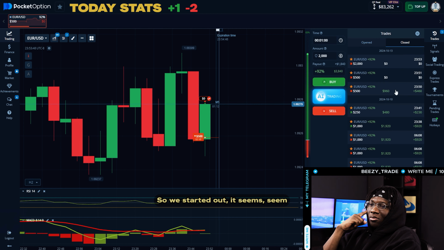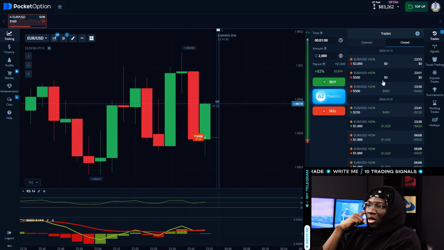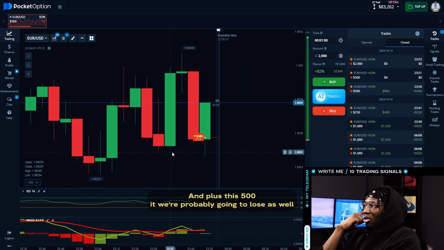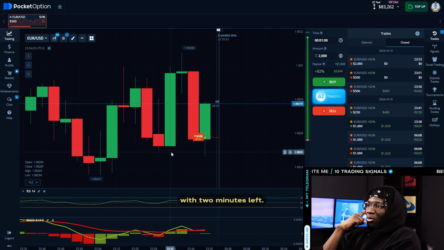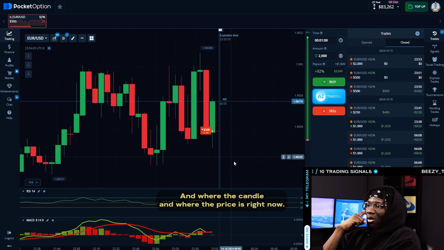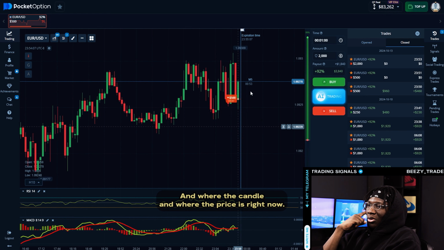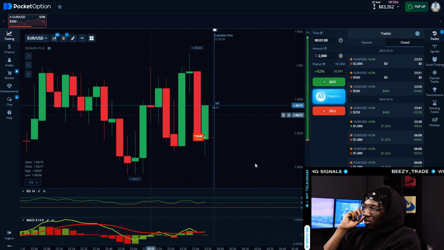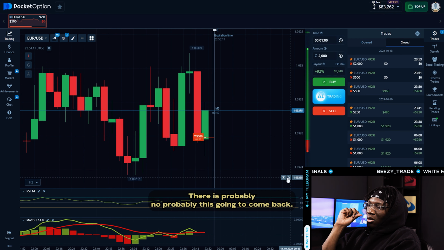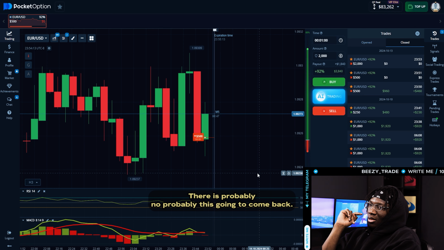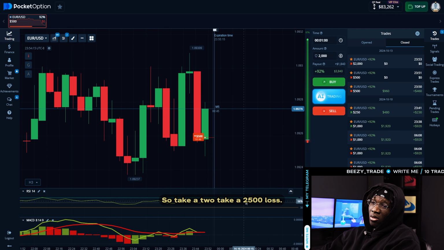So we started out, it seemed a little better, with a win. We end up losing about 2,500, and plus this 500 that we're probably gonna lose as well. With 2 minutes left, and where the candle and where the price is right now, there is probably no probability that that's gonna come back. So we'll take a 2,500 loss.